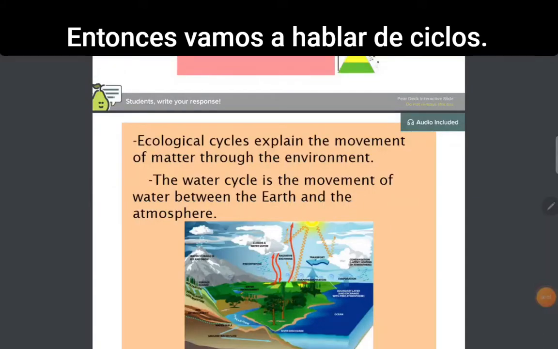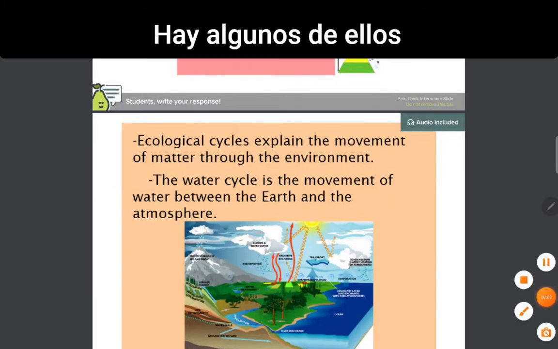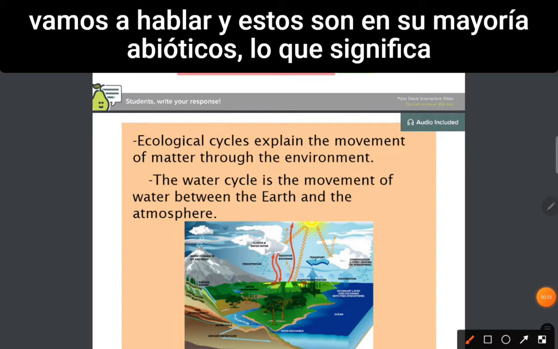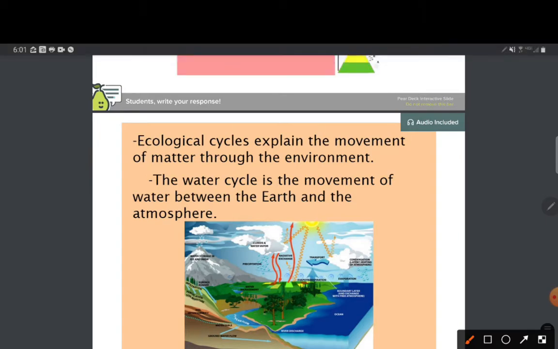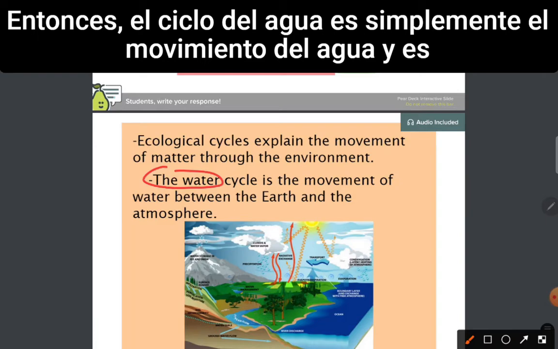All right, so we're going to talk about cycles now. There are a few of them we're going to talk about, and these are mostly abiotic, meaning non-living things are contributing these to the environment. And so we're going to start with the water cycle. So the water cycle is simply the movement of water, and it's pretty simple.